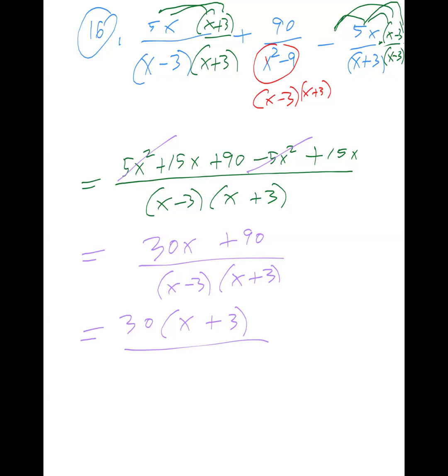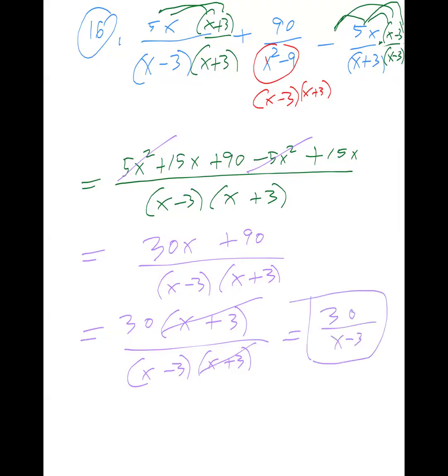But look in the bottom that we still have x minus 3 times x plus 3 in the bottom, right? Like that. So we have x plus 3 and x plus 3 in the bottom. And then cross this out. How does that look to you? So the final answer is only going to be very simple, 30 over x minus 3.